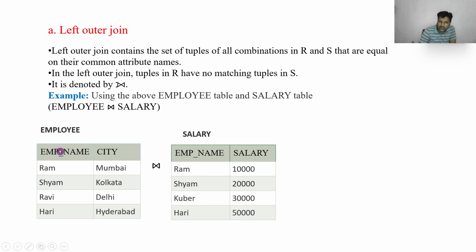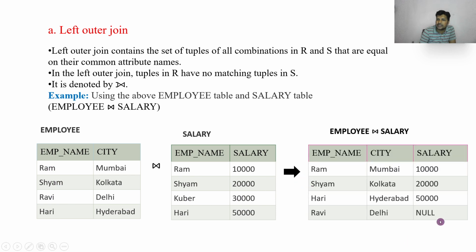So what are we saying? First it will show all the rows in the employee table, and whichever match with the employee table will be represented from the salary table. For example, Kuber is not there in the employee table, so it will not show Kuber. It will show Ram, Sham, Ravi, Hari. But you may have a doubt: Ravi's salary is not there, right? So what will it do? It will show null. Ravi's city is there, but we don't have a salary, so it is represented as null.